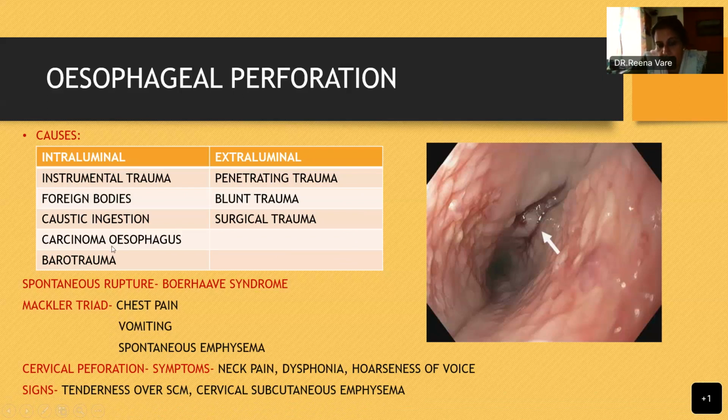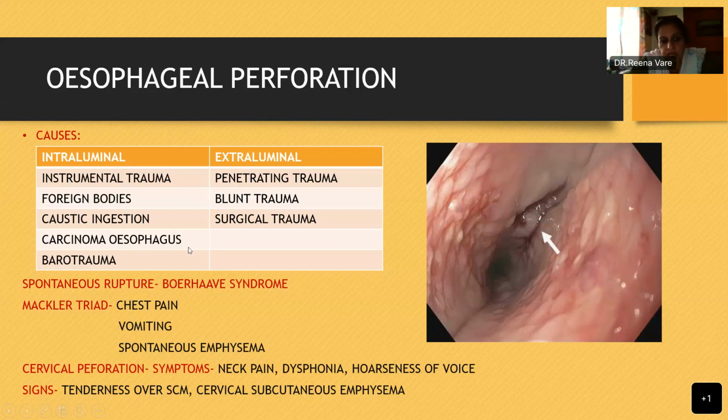It can be a case of CA esophagus. It can be due to barotrauma. Barotrauma, again, there is increased pressure changes which cause injury to the esophagus from inside, leading to esophageal perforation. Now, extraluminal causes will be, it can be any penetrating trauma in either road traffic accidents or in some mob fights. It can be a blunt trauma, again in the form of RTA, or it may be a surgical trauma.